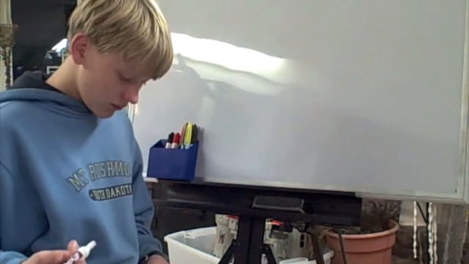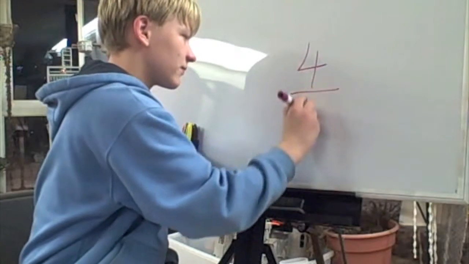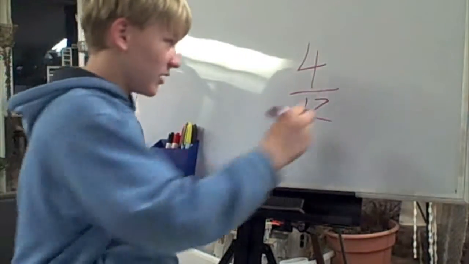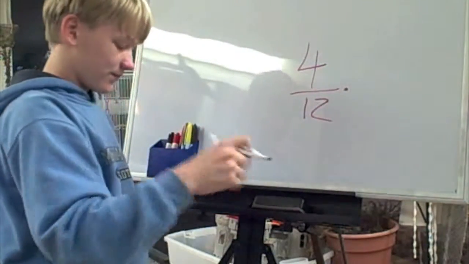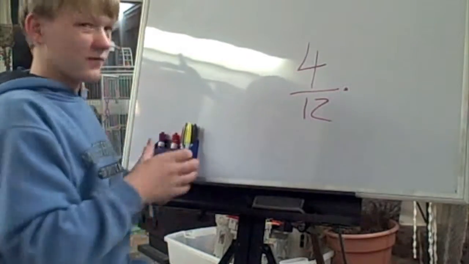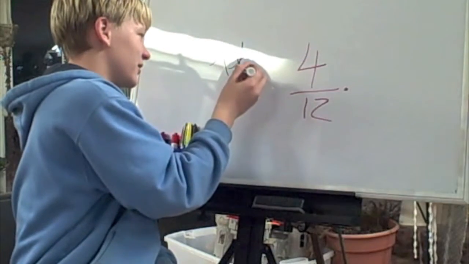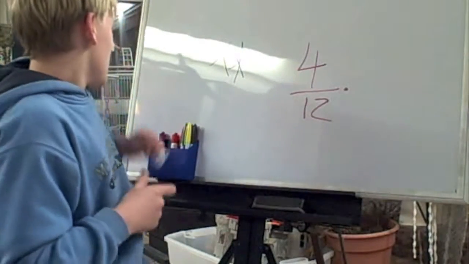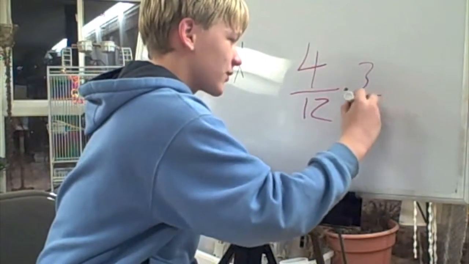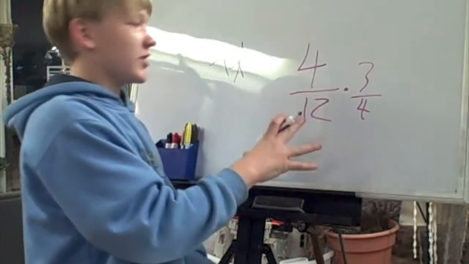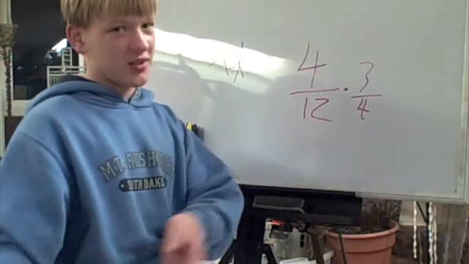Okay. So say, let's start out with an easy one. We have 4/12 times, this little dot right here could mean multiply. But anyway, 4/12 times 3/4. And then, what we'd say here, since we don't need to change any mixed numbers into improper fractions, we can skip that step because it is not needed.